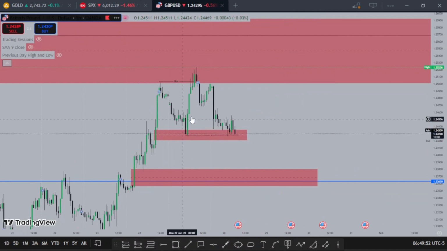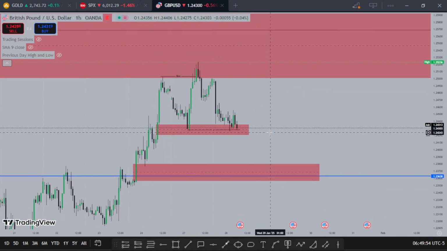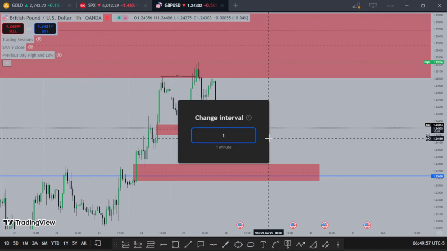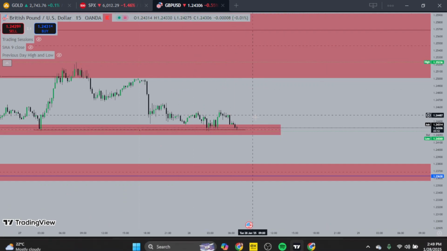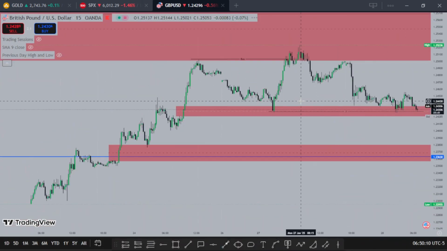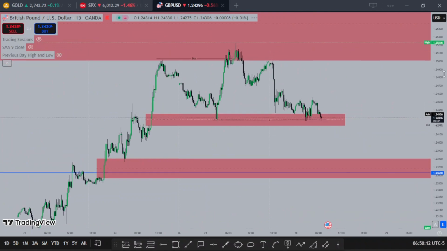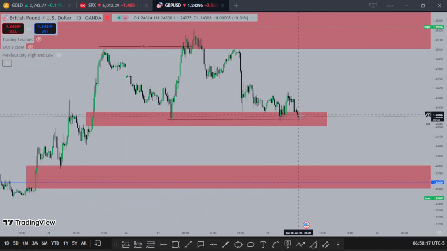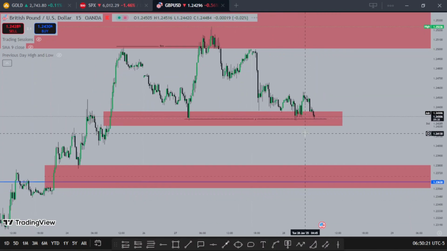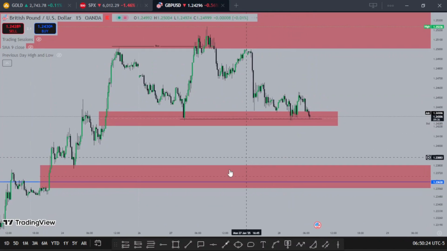GBPUSD is reacting over this fair value gap. Okay, now let's head over to the 15-minute and see what price is going to be doing on GBPUSD. Great. Now, set the chart over here. So the 15-minute time frame is just the same as the 1-hour time frame. I really don't see anything to analyze over here because it's the same thing.